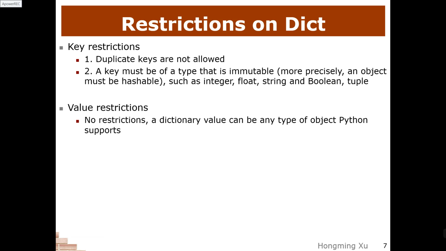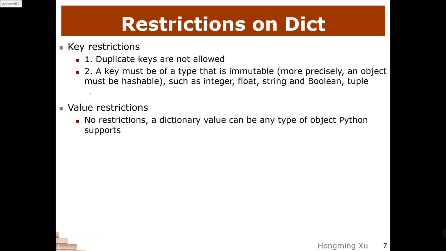Okay, there are some restrictions on the dictionary. First, let's see the key restrictions. Duplicate keys are not allowed in a dictionary because keys should be unique. Otherwise, we can't retrieve the values according to the key. So in a dictionary, a key can't be duplicated.